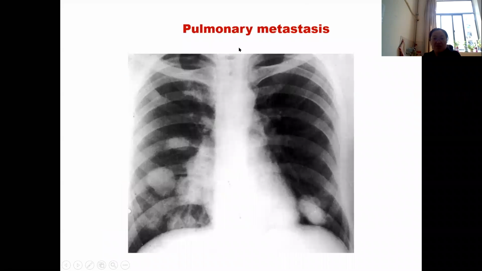Here we also show you that breast cancer can be transferred to the lungs through the lymph nodes or blood vessels. Okay.